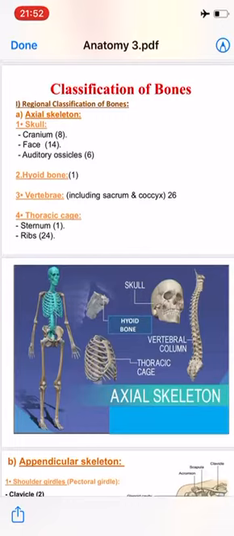larynx. Third, vertebrae include sacrum and coccyx. The coccyx and the sacrum are the last bones forming the vertebral column.